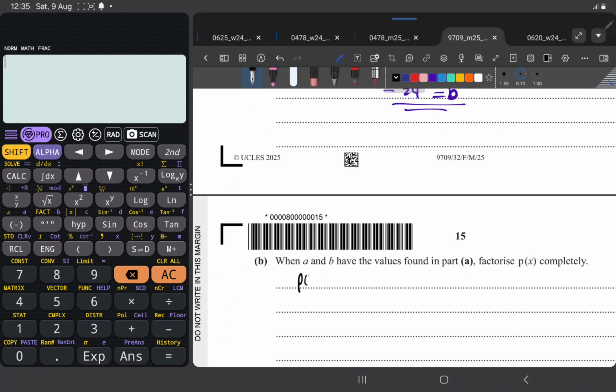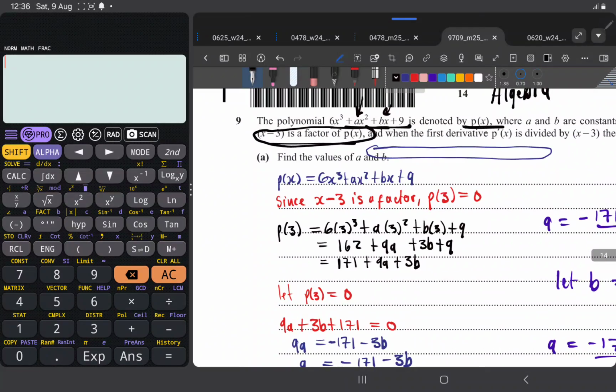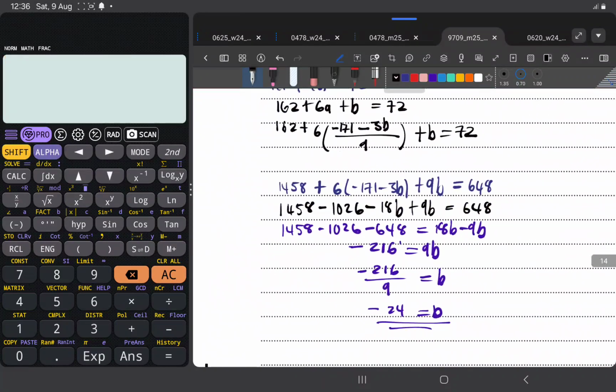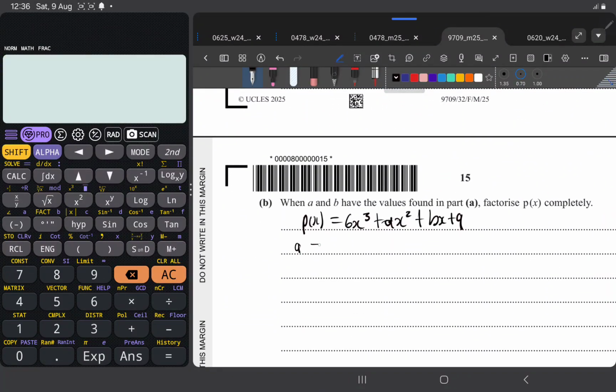Come on. We can get there. So P of X is equal to 6x cubed plus AX squared plus BX plus 9. Then we found our A to be negative 11, B to be negative 24. So A is equal to negative 11. Then we have B being equal to negative 24. So now what are we going to do? Let's replace. Our P of X is actually equal to 6x cubed minus 11x squared minus 24x plus 9.